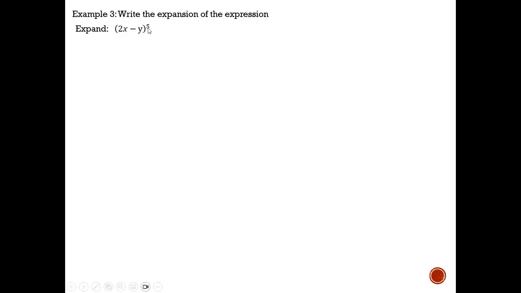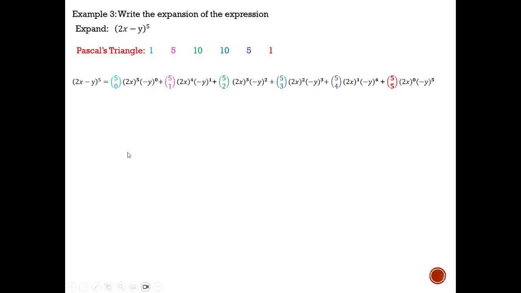This is 2x minus y to the fifth power. So I'm just going to take those values from Pascal's triangle. Those are going to be my coefficients. And again, if I plugged them into the formula, that's how it would look. And so here's my expansion. So 5 choose 0, or 1, take that coefficient. Okay, we see how we set up the coefficients.